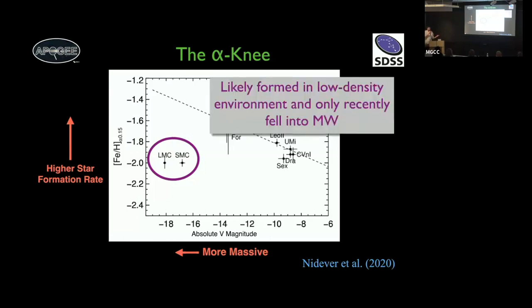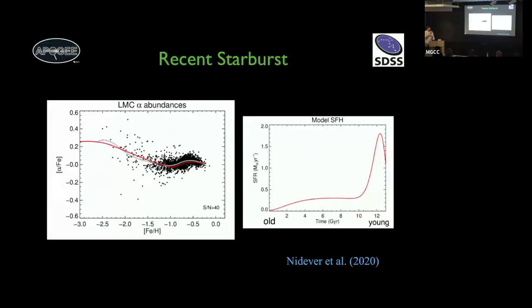And one of the reasons we think that this is because they formed in a low density environment and only recently fell into the Milky Way. So this is consistent with the first infall scenario. All right, so back to the starburst. So let's switch to star formation histories, and I'll try to come back to abundance again at the end.